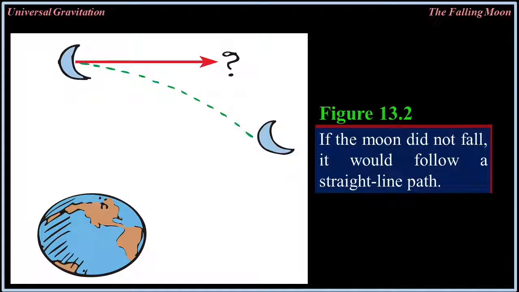Newton's hypothesis. Newton compared the motion of the moon to a cannonball fired from the top of a high mountain. Figure 13.2. If the moon did not fall, it would follow a straight line path.